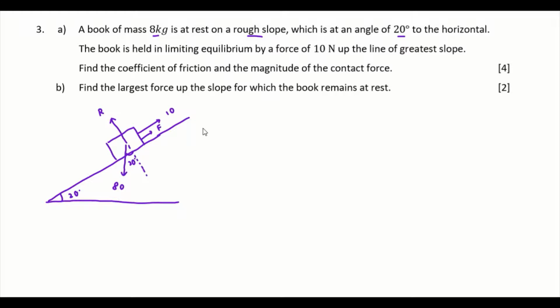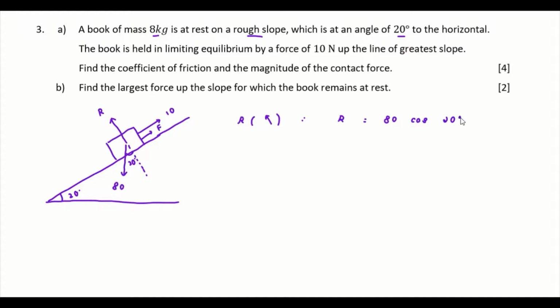We can find R first, because when we solve friction, that will be mu R, and it's easy to solve the vertical component first. So resolving in the y direction, or you can just draw it like this, we are going to resolve on the plane of the slope. Going up we have the normal reaction force, which is equal to the weight component: 80 cos 20.